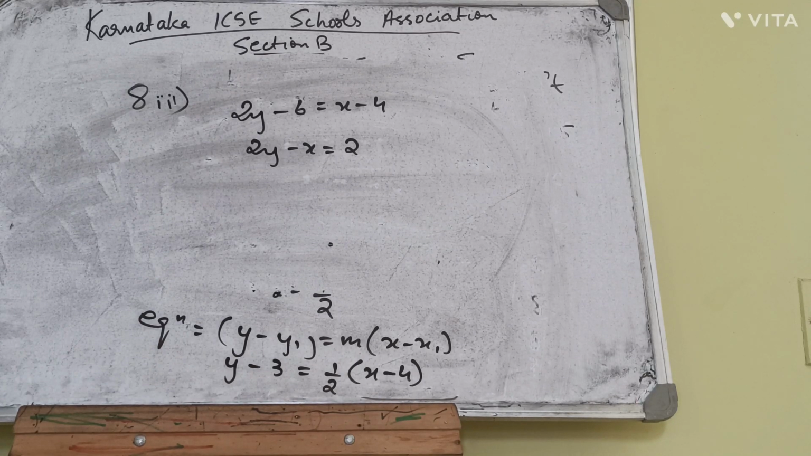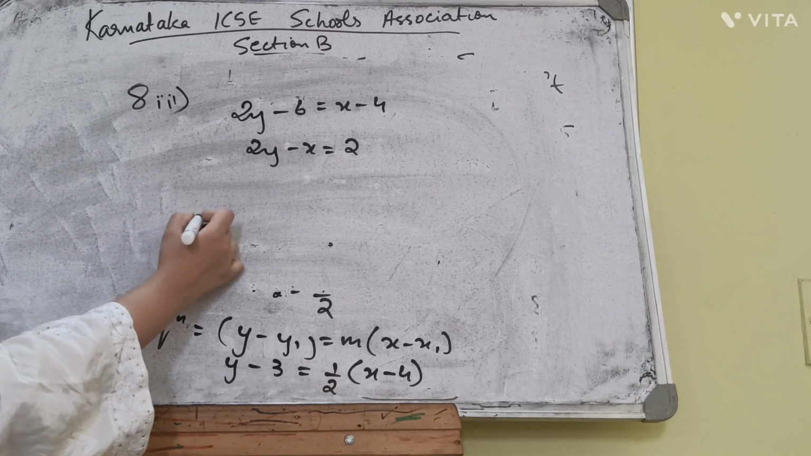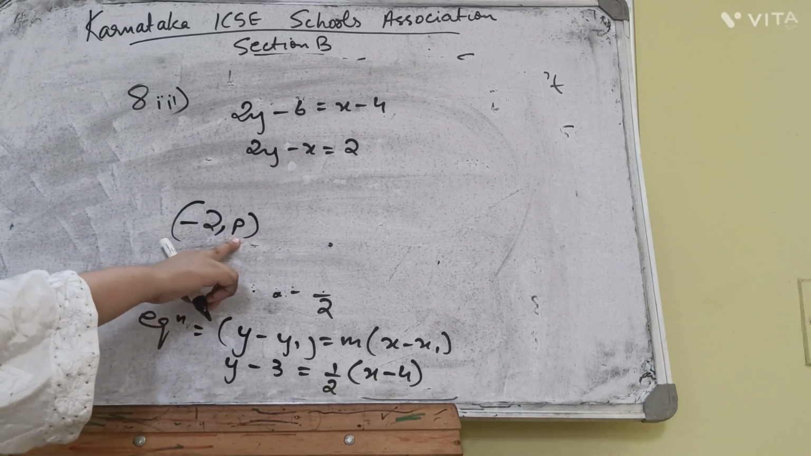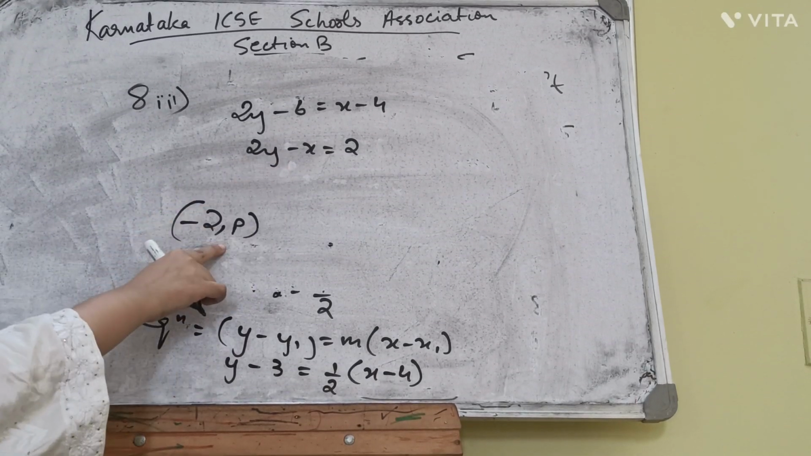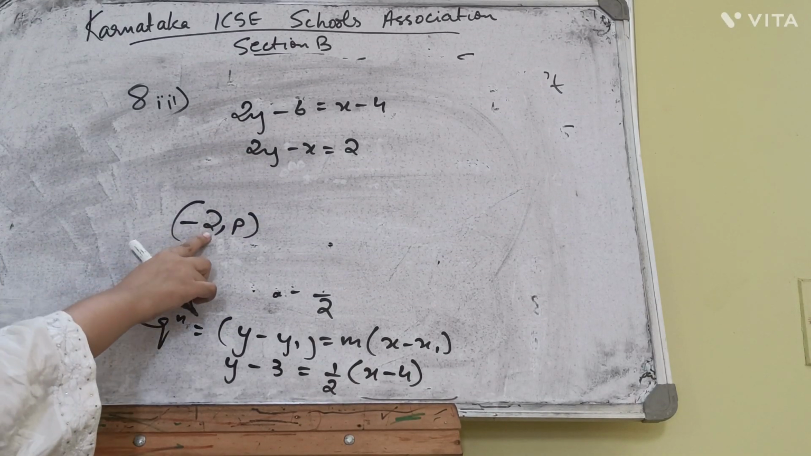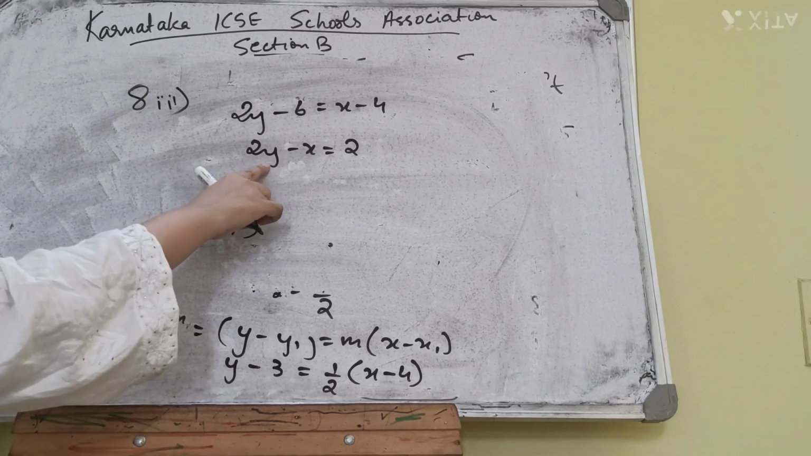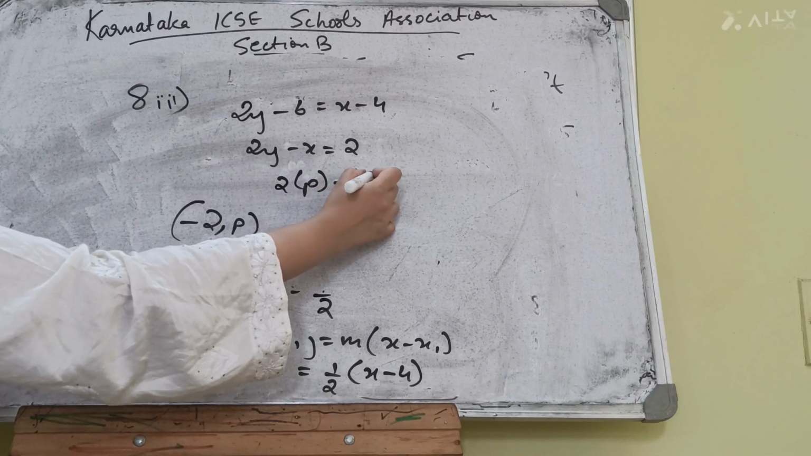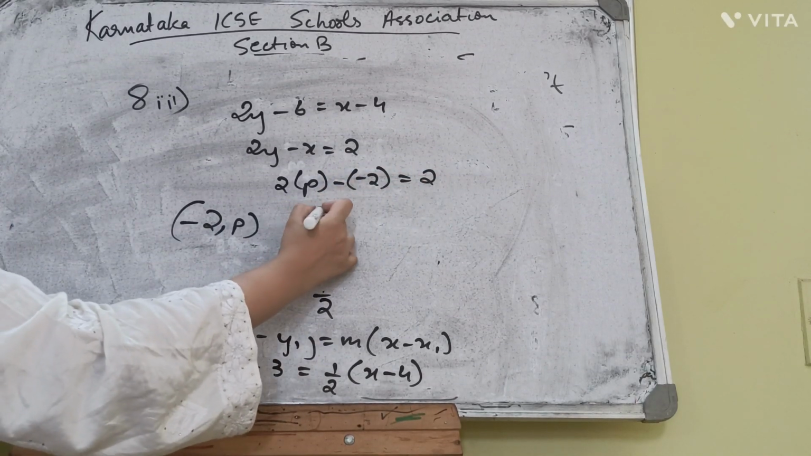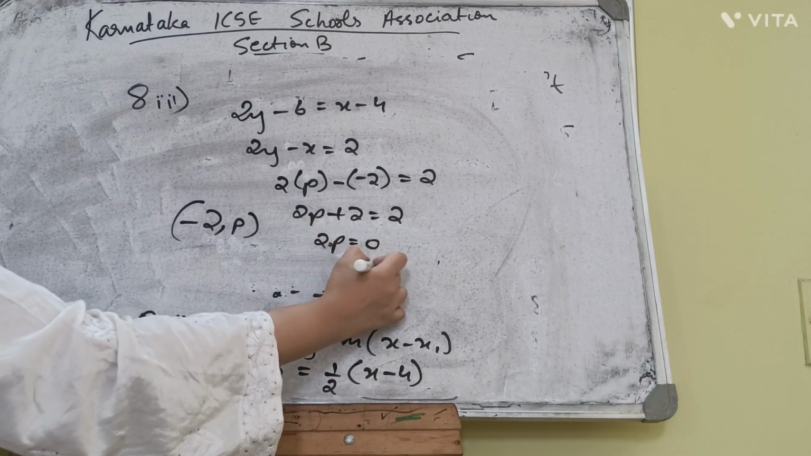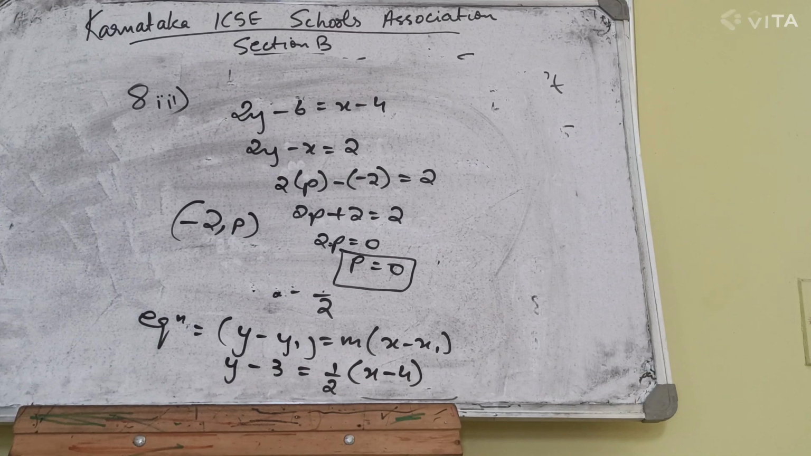Now the third question says find the value of P if minus 2 comma P lies on the perpendicular bisector. So minus 2 comma P is lying on this particular line, so we need to find the value of P. If this point falls on this line, that means this point should satisfy the equation. So our x value will be minus 2 and y will be P. Substitute these points in this equation, you get 2P minus of minus 2 is equal to 2. So 2P plus 2 equals 2. So 2P will be 0. So P is 0.